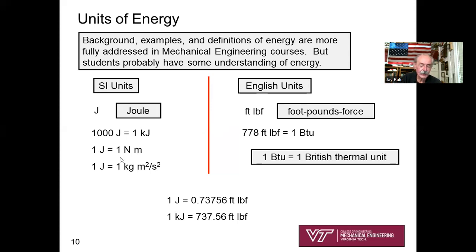So if you bust out a Newton, what's a Newton? You'll see that a Newton is a kilogram meter per second squared, times meters. And so this is not a typo: 1 joule is 1 kilogram meter squared per second squared. We're just going to leave it at that. Over on English units, the unit of energy is foot-pounds force. Also, like I told you, the BTU, a British thermal unit, is also a measure of energy.